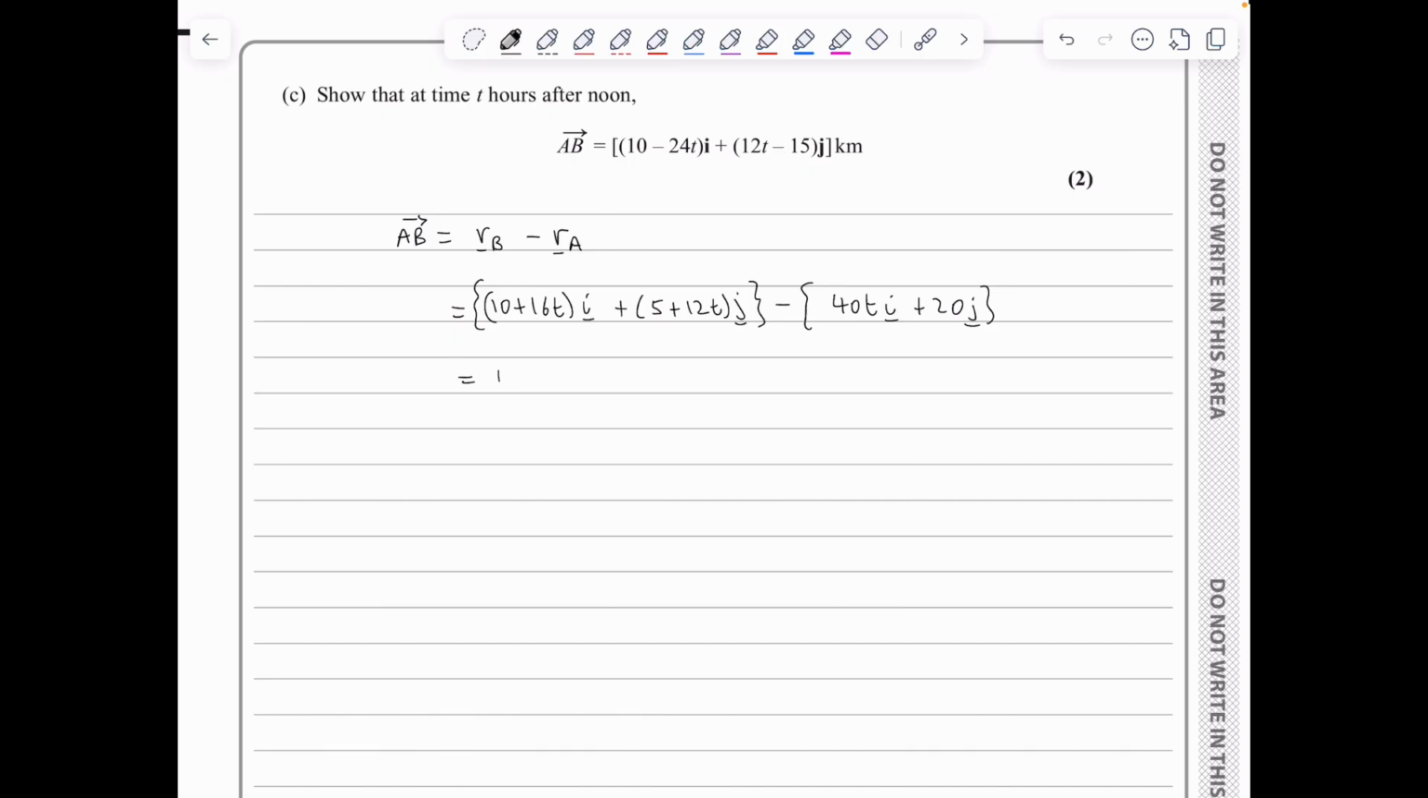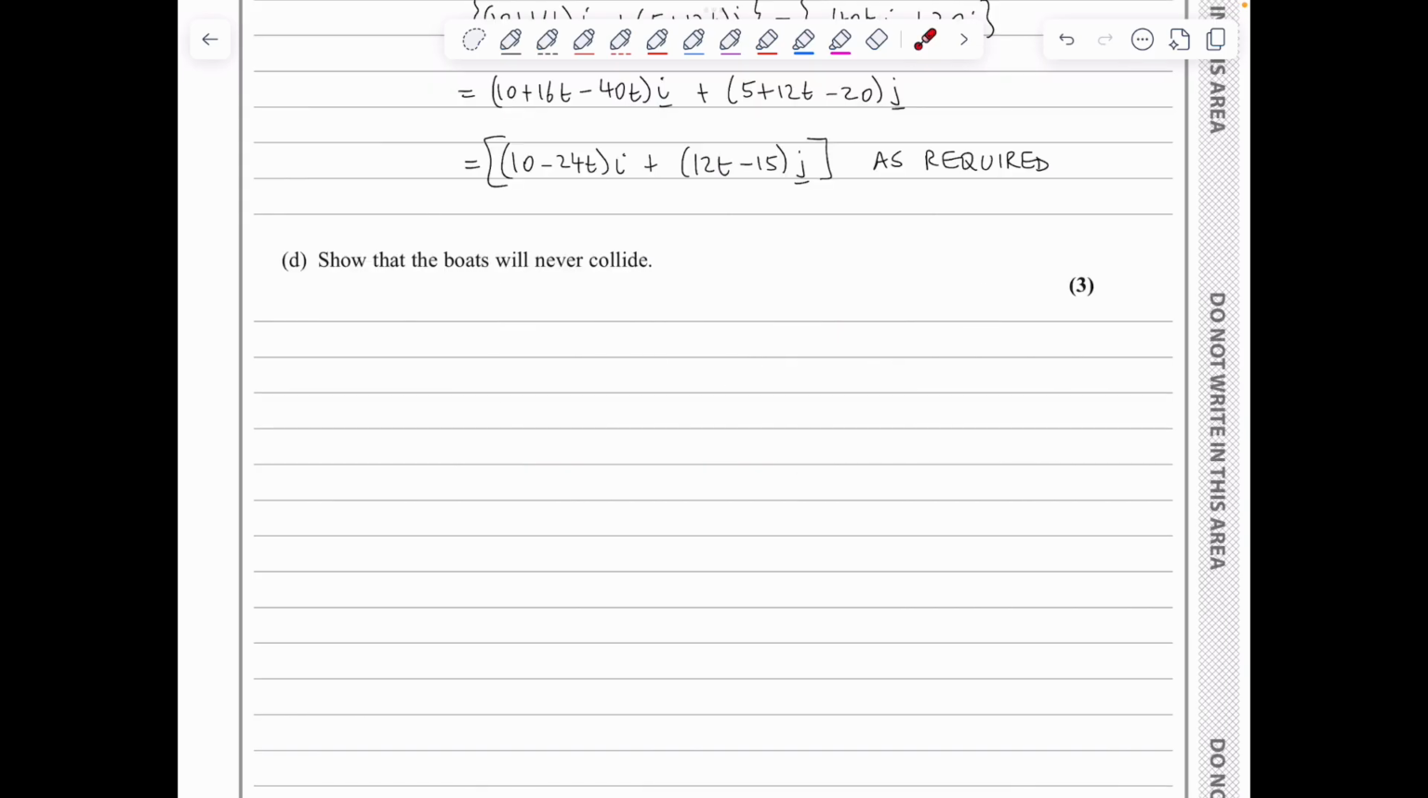So we're looking at 10 plus 16t minus 40t. This is the i component of the vector, plus 5 plus 12t minus 20, and that is the j component. Let's simplify things. We are looking at (10 minus 24t) i, and then we've got (12t minus 15). That's the j component as required.